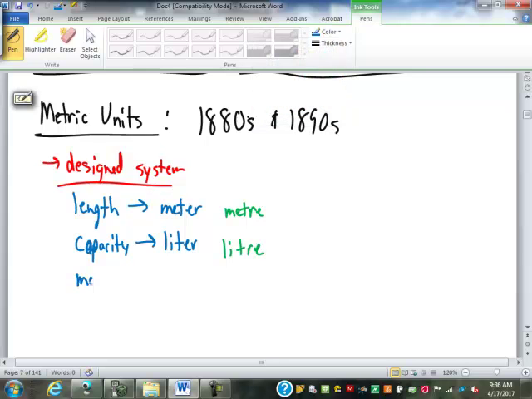For mass, they use the gram. A gram's a little bit bigger than the size of a small paper clip. So fairly small in size.